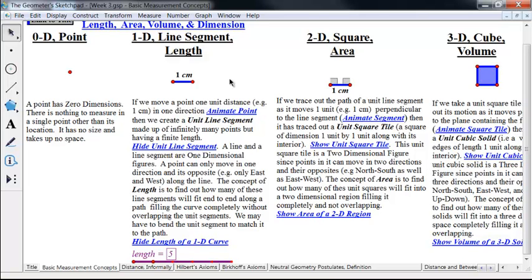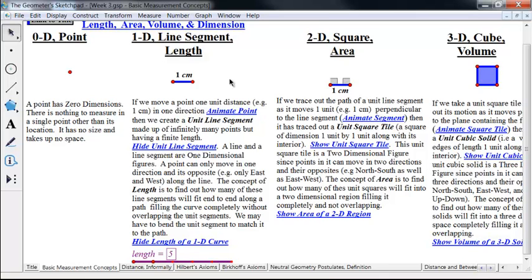So a whole line, for example, is infinite in length, but it's called a one-dimensional object. You can basically only go in one direction, and of course its opposite, and so that's still called one-dimensional. So, for example, you could only go east and west.